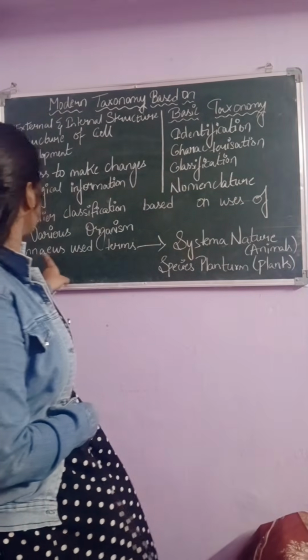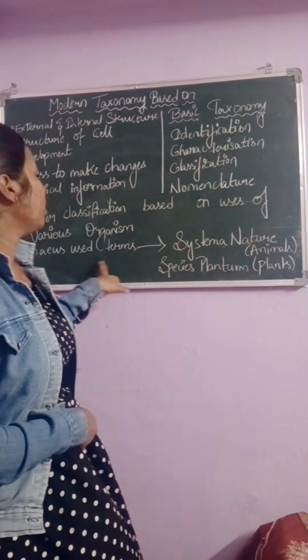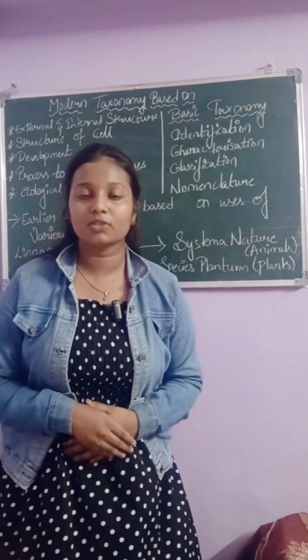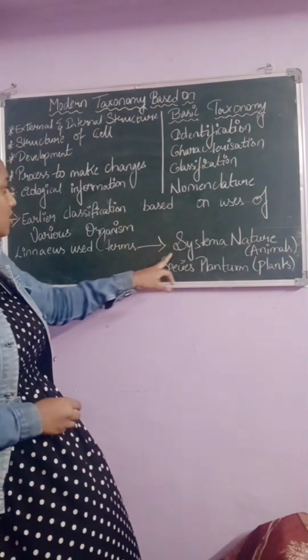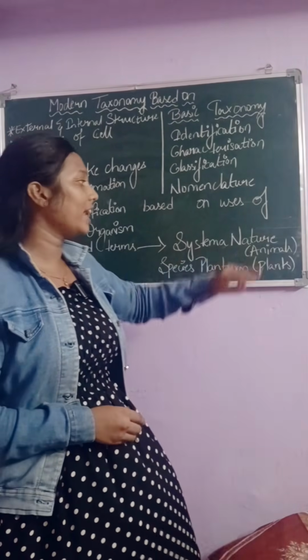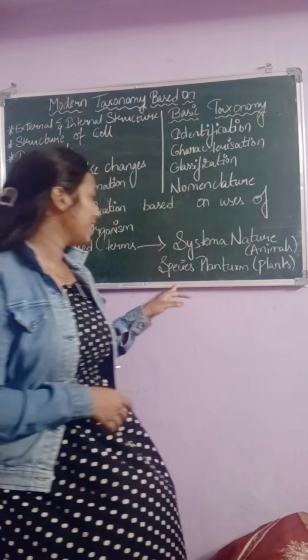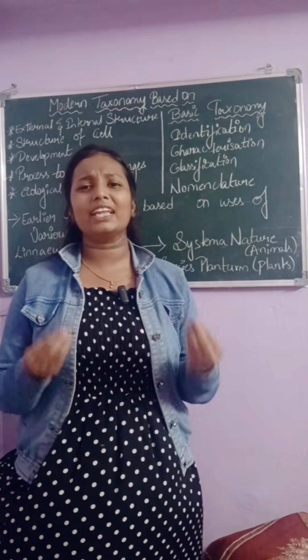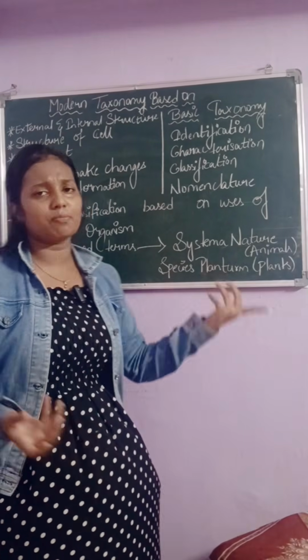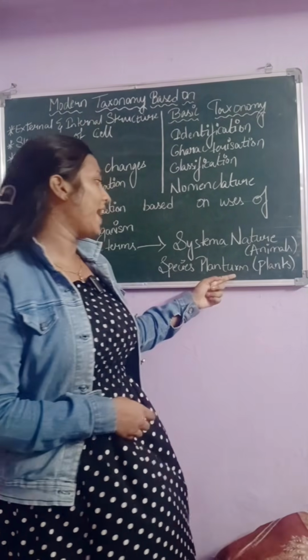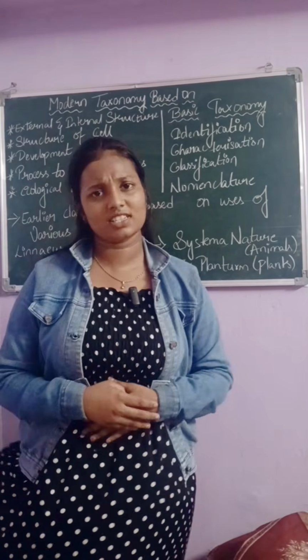So the next thing is the lineage uses some terms for plants and animals. So it's very important. Remember it. So Systema Naturae for animals and Species Plantarum for plants. Plantarum itself has plant in it, right? So remember it easily. Plantarum is for plant. So the other name is for animal. That's it. It's very easy.